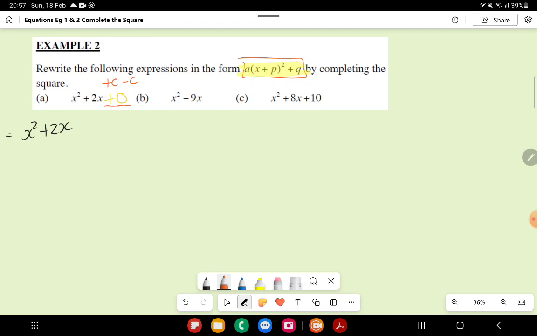Now I want to show you what we're doing and why. So first of all, you know how to calculate c, right? C is equal to b, which is 2, over 2 squared, right?